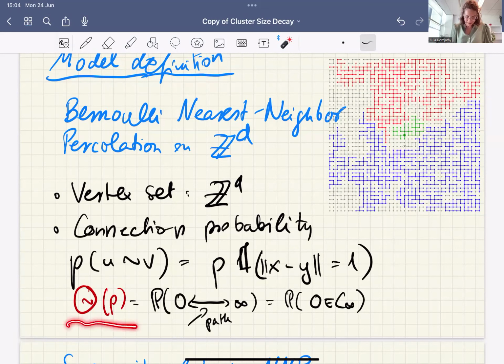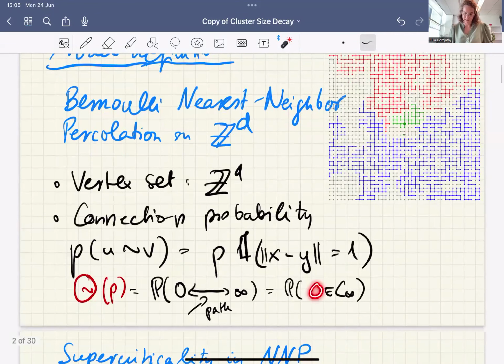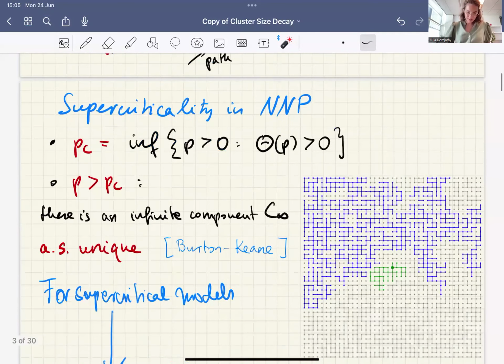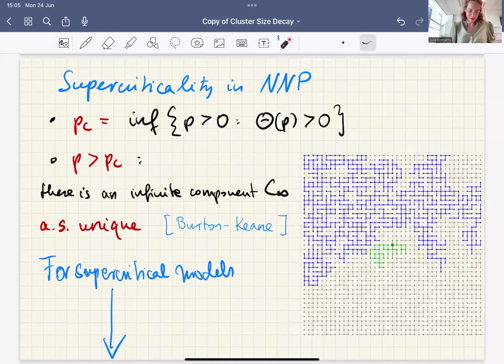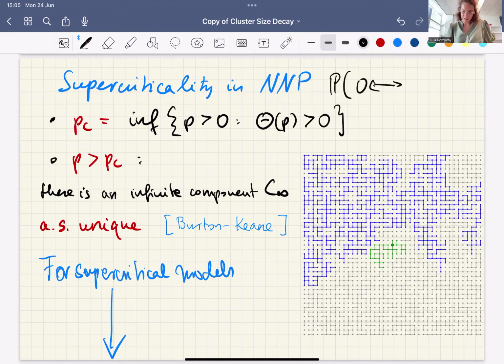Generally, I will write theta(p) for the probability that the origin is connected to infinity by a path. Another way to express this is that zero is part of an infinite component. What I'm going to focus on is explaining supercriticality. Because the system is monotone in putting more and more edges in your model, there is a critical probability p_c where theta(p), the probability that zero is connected to infinity, starts to become strictly positive.